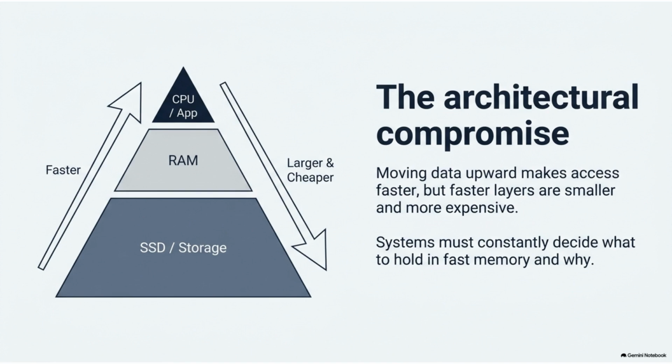Computer architecture involves a fundamental compromise. Faster data access often means smaller, more expensive storage layers. Systems must constantly decide what to keep in fast memory.